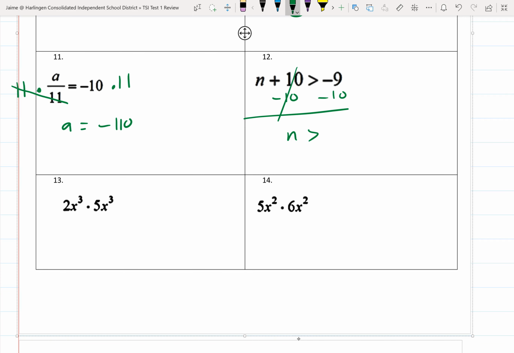Remember, you only flip the sign when you divide or multiply by a negative. I just subtracted, no big deal. Negative 9 minus 10. Since they're the same sign, you add and keep the negative. So negative 19.